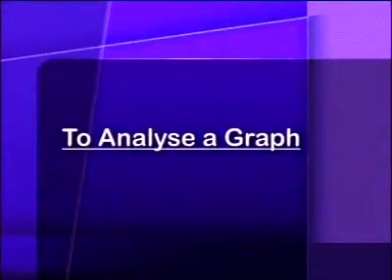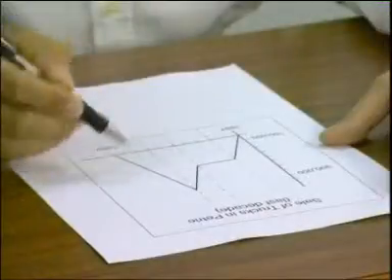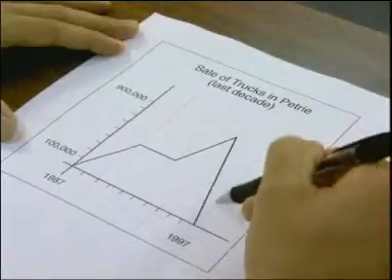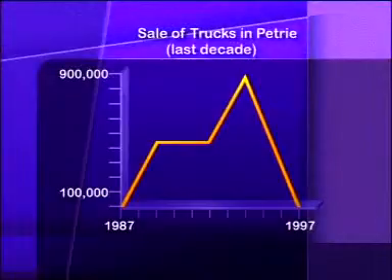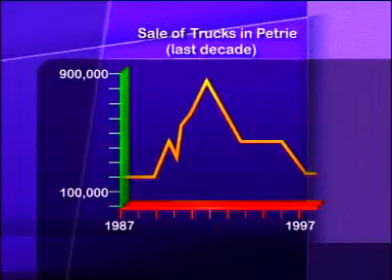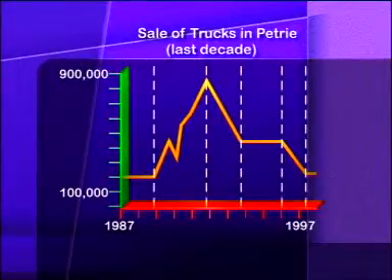To analyse a graph. Step 1. Divide the graph into sections. Each section on the graph represents a sentence. This graph has 4 sections, so the body of your answer will have 4 sentences. This graph has 5 sections, so the body of your answer will have 5 sentences.